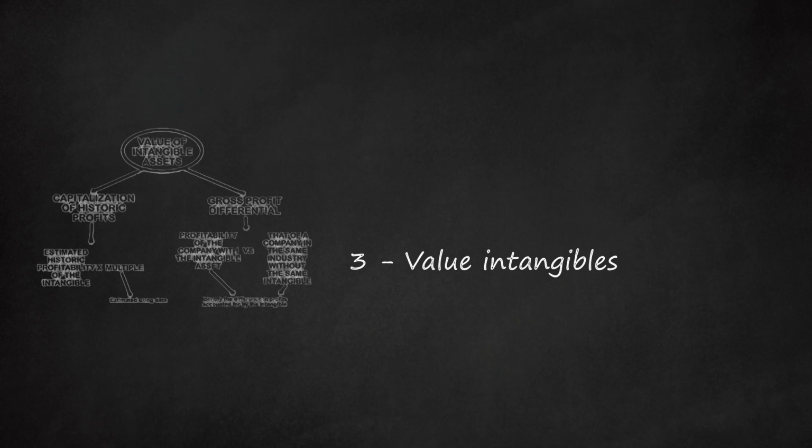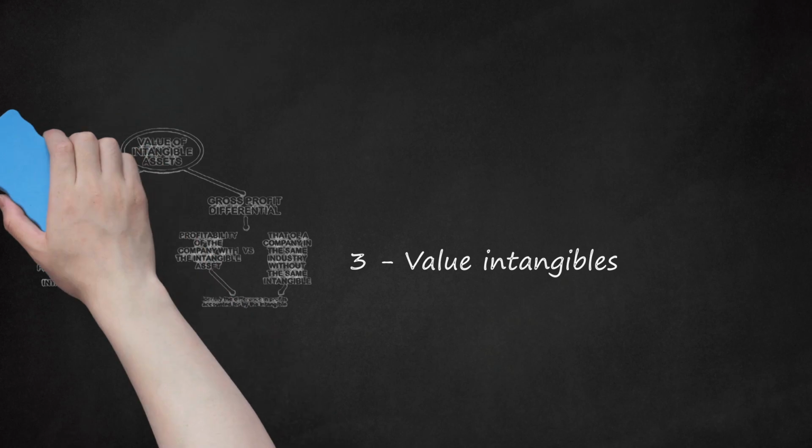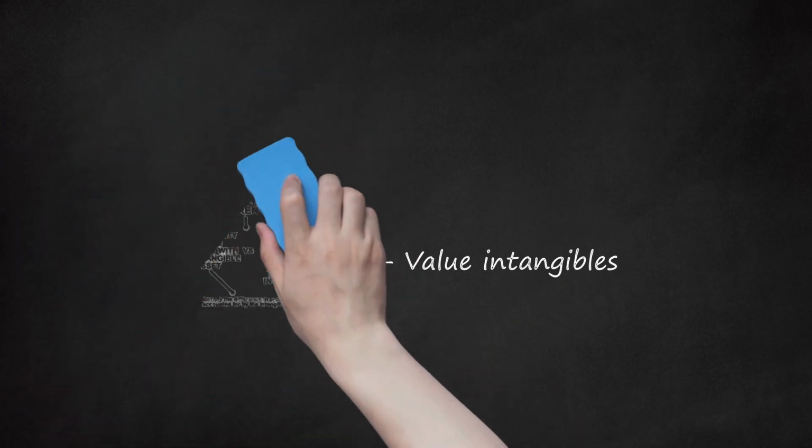Capitalization of historic profits. This method multiplies the estimated historic profitability of the intangible by a multiple. The multiple is also estimated using data like sales trends, market leadership, and brand recognition data. This method is very subjective and relies on many assumptions. Gross profit differential. This method compares the profitability of the company with the intangible asset, for example a brand name, against that of a company in the same industry without the same intangible and seeks to identify the difference in profits accounted for by the intangible.